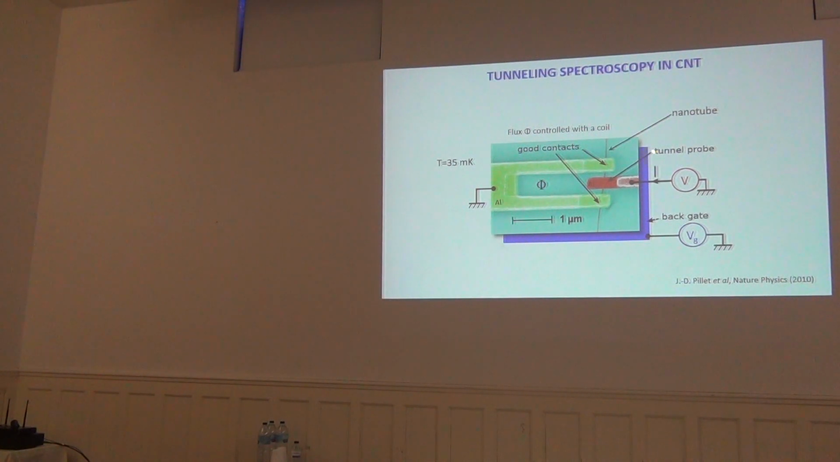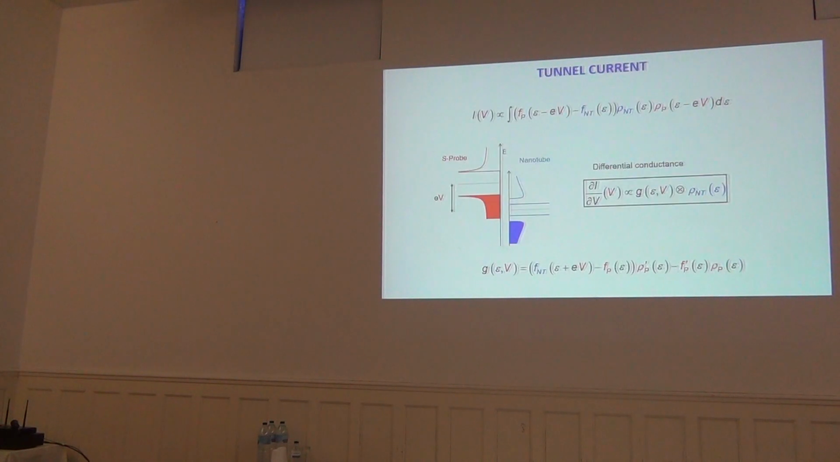There is also here in violet, in purple, a back gate to control the number of electrons in the nanotube. So let's see what happens. Just a comment: Dimitri is going to explain this better than me.